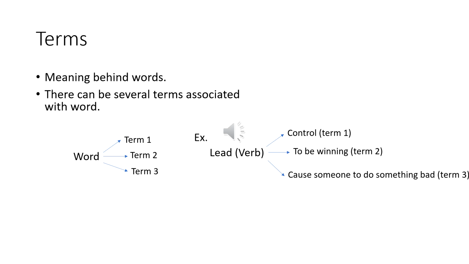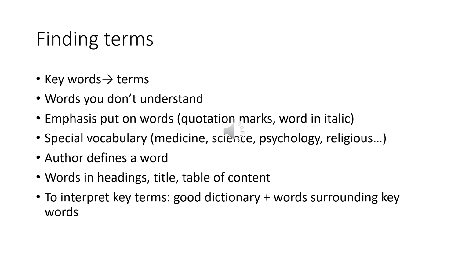The first unit of thought is called term. Terms are meaning behind words. There can be several terms associated with one word. Take for instance the verb lead, which can have 3 different meanings. We can find terms by discovering keywords in the text.